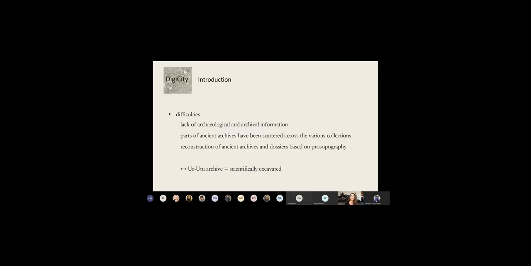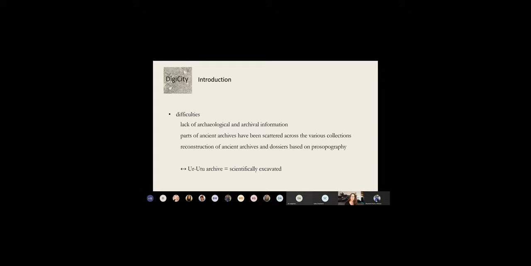The archive found in Urutu's house by the Ghent University team is up to now the only large scientifically excavated Old Babylonian private archive. The study of this archive has so far taught us much about the composition and structure of Old Babylonian private archives.